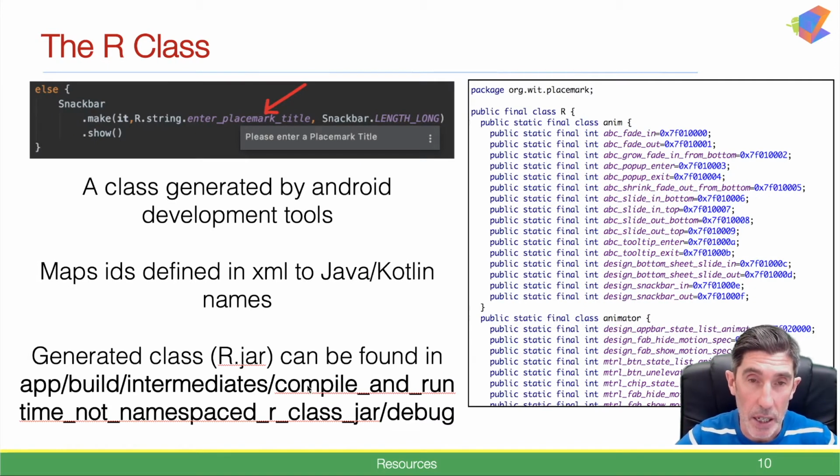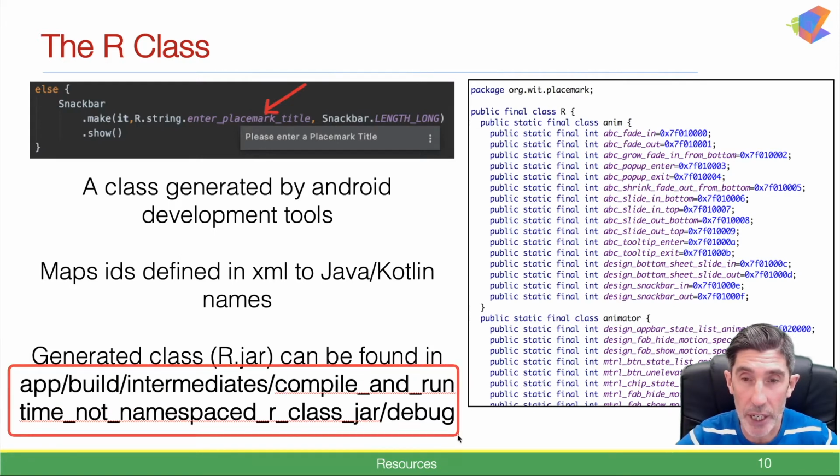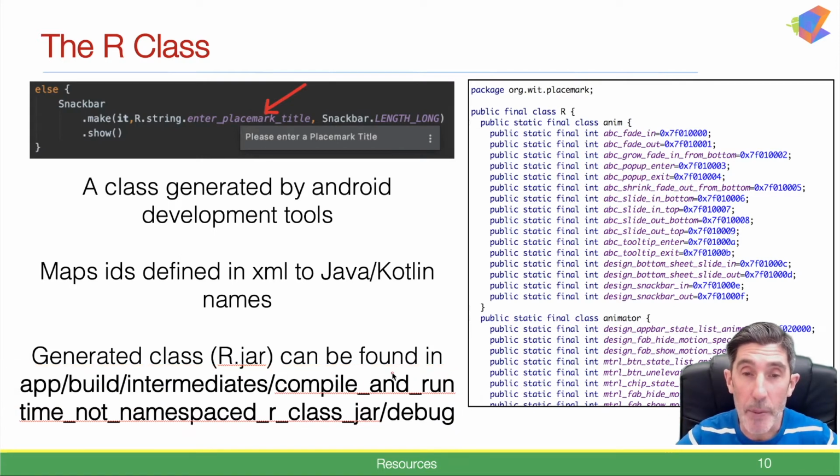As mentioned previously, it's auto-generated by the Android development tools. It maps your IDs defined in the XML to your Java or your Kotlin names. Now we're all working with Kotlin, but these were still in place when Android apps were built in Java, so the approach is still exactly the same. If you want to find it, that's where it would be created and generated. Now, it's strongly recommended not to go near that file, and you shouldn't really edit it.